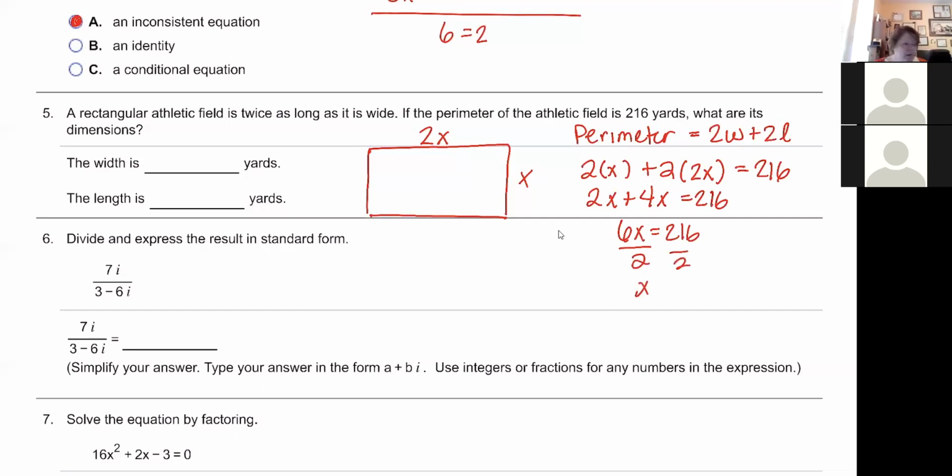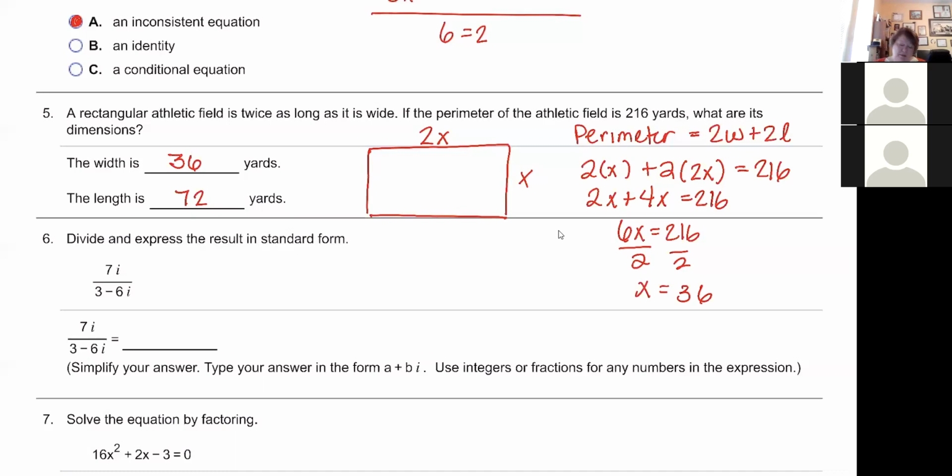And I get x is, take my handy dandy calculator out. And I get x is 36. So the width of my rectangular field is 36. The length is the longer of the 2, and it's twice as long as the width. So 2 times 36 is 72. And you can show yourself that this is true. Add 36 and 72, 36 and 72, and you should get 216. 108 plus 108 is 216.